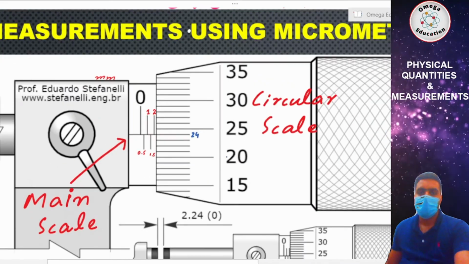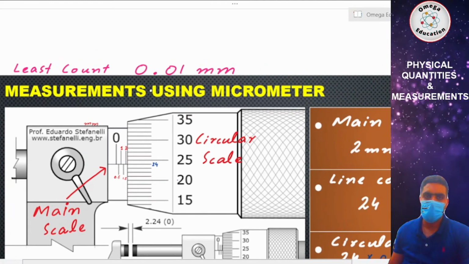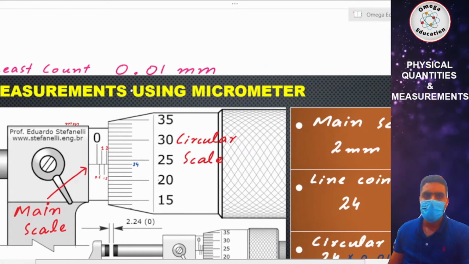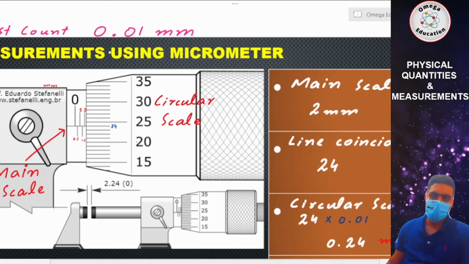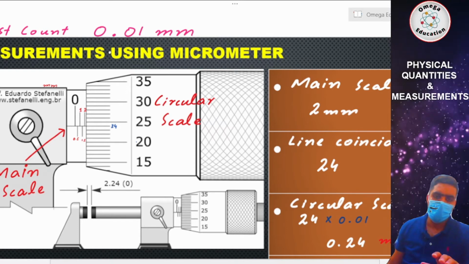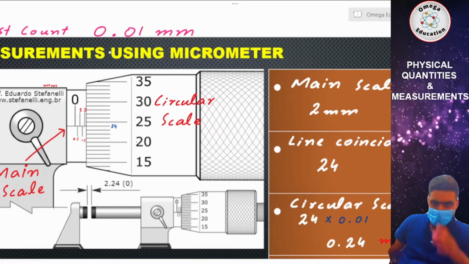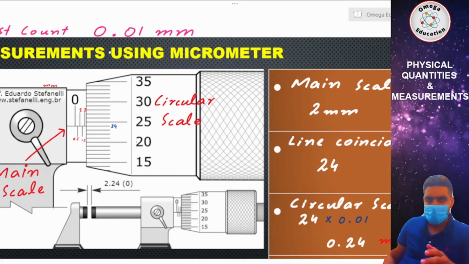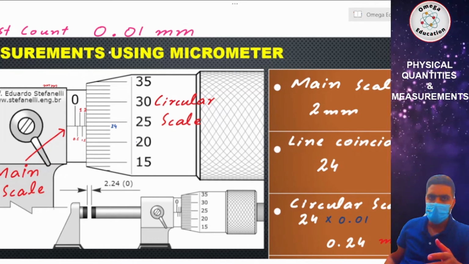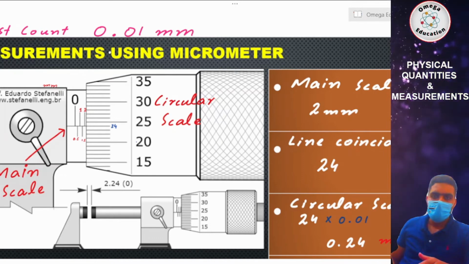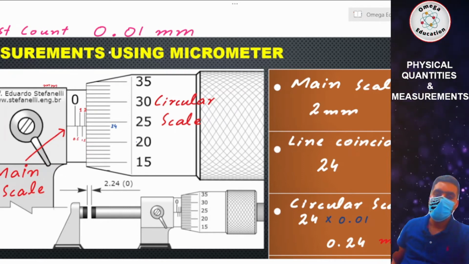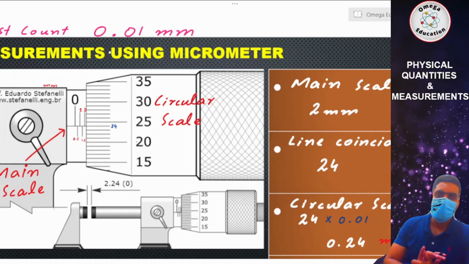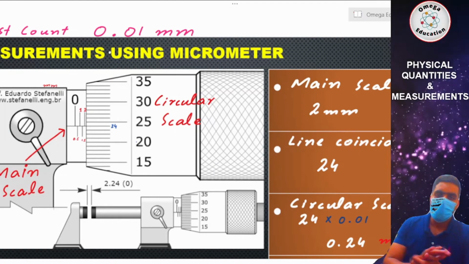Another thing is, in this case we are assuming that there's no zero error in the micrometer. What is zero error? How do we deal with that? How do we correct the zero error? How do we fix it? These questions would be answered later when we study zero error, and then we'll study how to get rid of it. We'll also study the types of zero error for the micrometer.